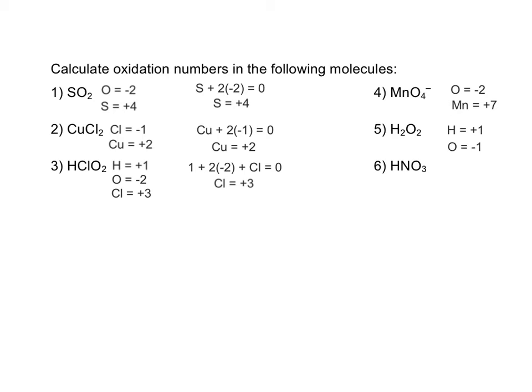Right, and then the last one I have here is HNO3. So H is always +1, oxygen is going to be -2, and that leaves us with nitrogen left to find. So we have +1 plus 3 times -2 plus the nitrogen is all equal to 0 because this has no charge. So we solve that and we get the nitrogen oxidation number is equal to +5.